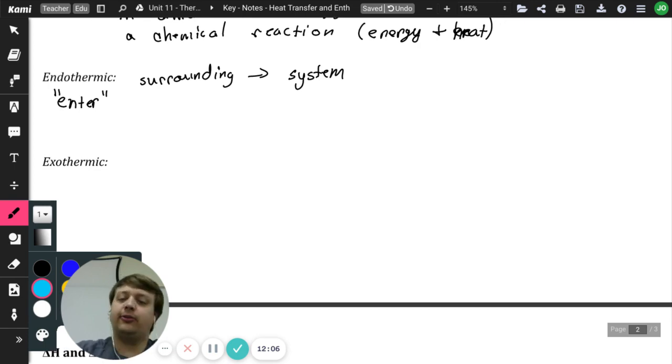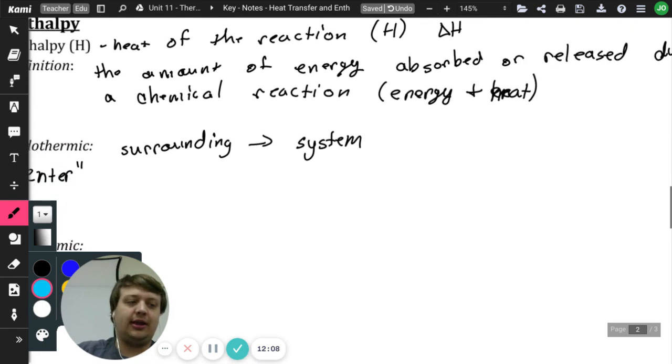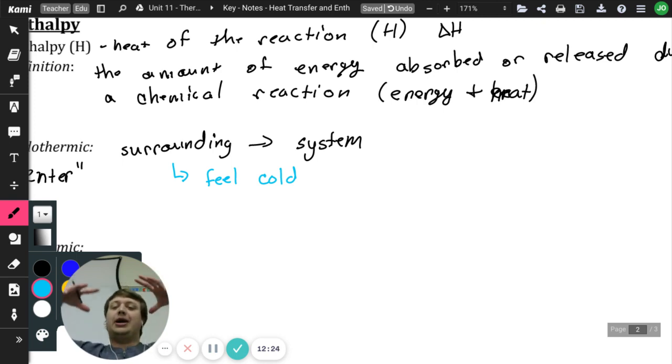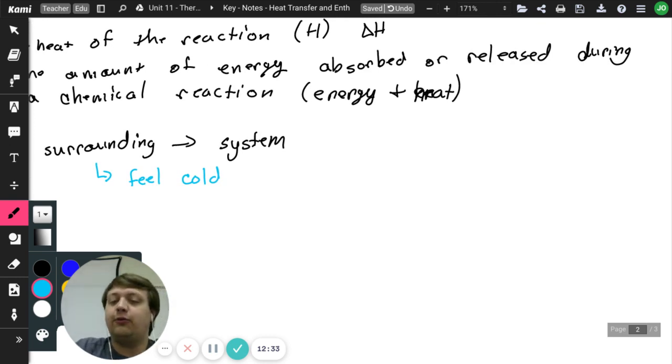Now, for this, what we're going to see is that the surroundings, since you are a surrounding, will feel cold. Why? Because that heat is being absorbed away from the surroundings. It's going to be taken from the surroundings and being brought into that reaction. And so it's going to feel cold. Why? Because it's taking heat away from you.